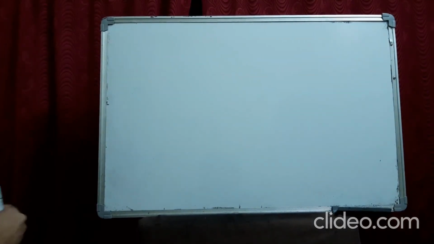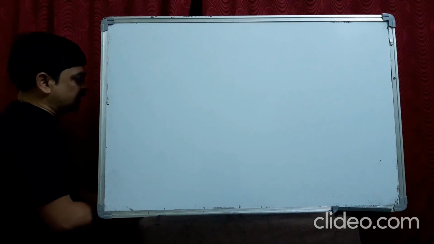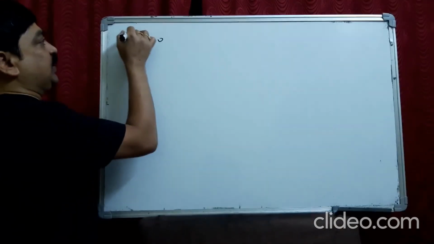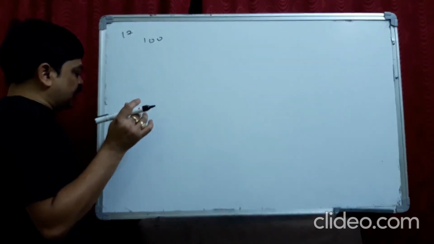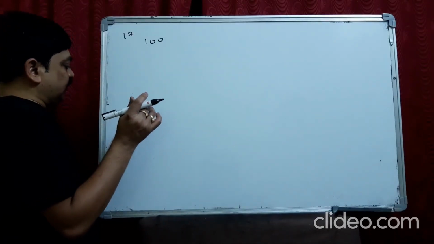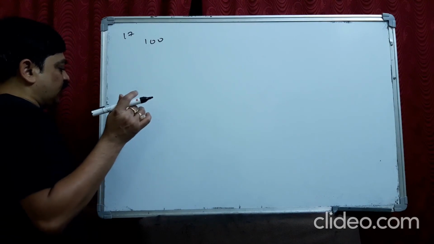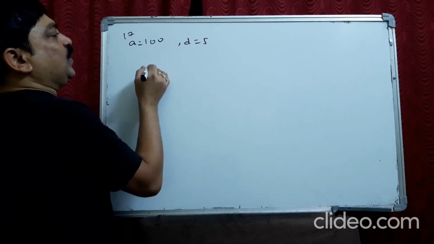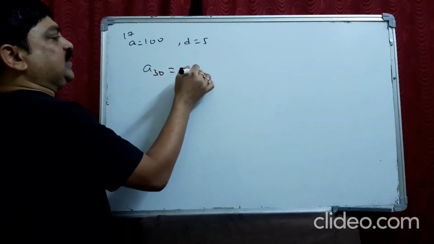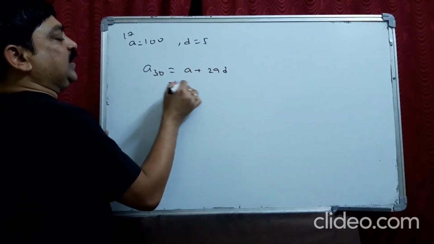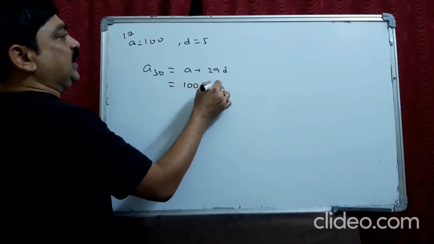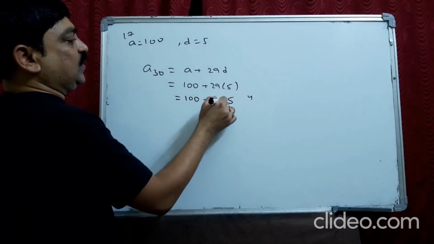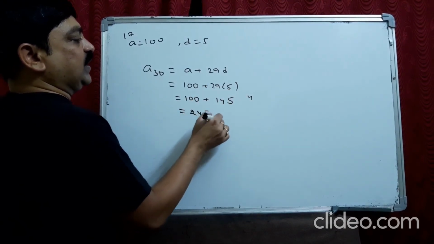See the next question, 17th question. A man starts repaying a loan with a first installment of rupees 100. If he increases the installment by rupees 5 every month, what amount will he pay in the 30th installment? That means a is 100, d is 5. What is A30? Very simple. It is nothing but a plus 29d. So 100 plus 29 into 5. 100 plus 145, it is 245. That's it.